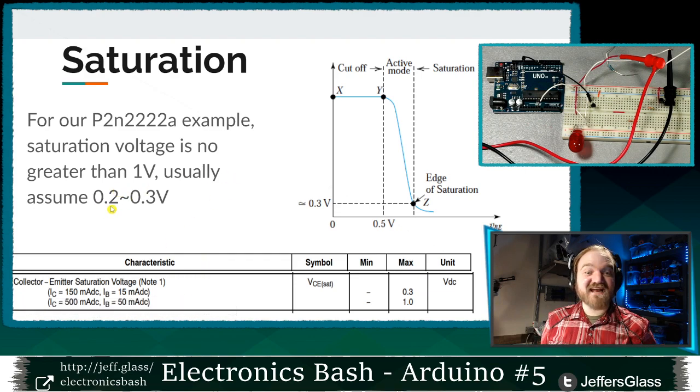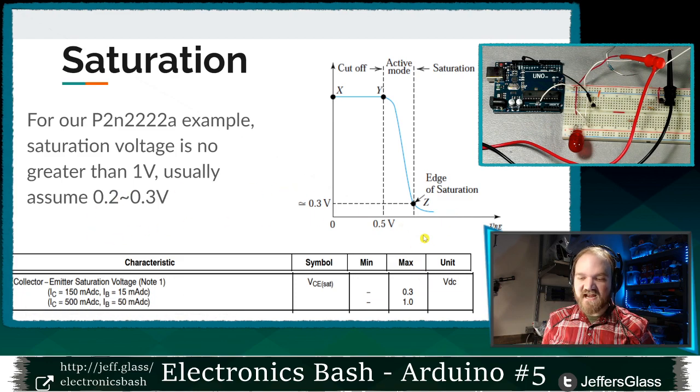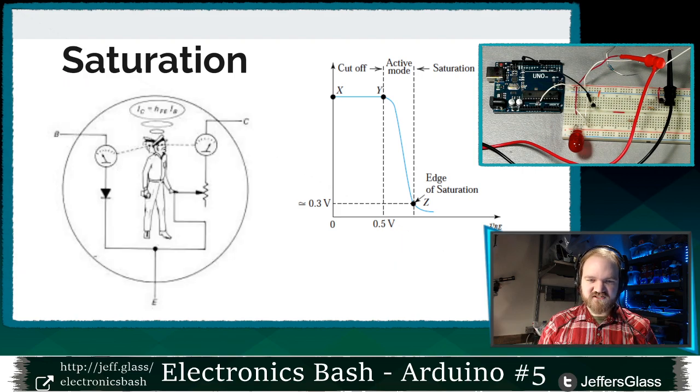I snipped a part of the data sheet for my particular transistor out, right, which has this note here: collector emitter saturation voltage is a maximum of 0.3 volts when I have a base current of 15 milliamps and a maximum of 1 volt at 50 milliamps. But it's probably going to be a lot less than that. For most practical purposes, you can assume it's between 0.2 and 0.3 volts.